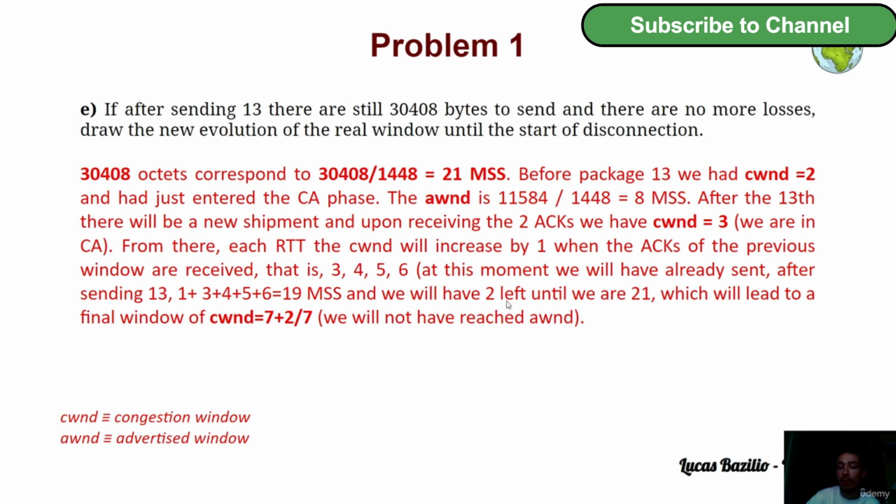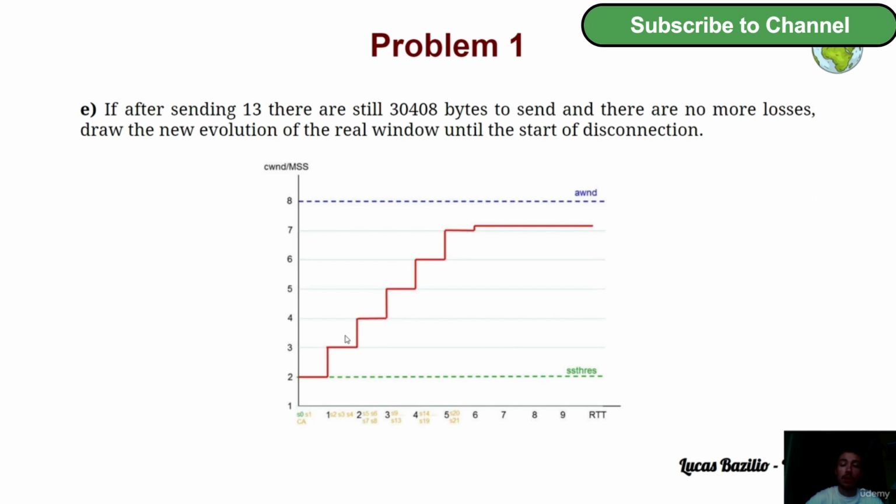And so we will have 2 left until we reach 21, which will lead to a final window, as we can see here, using the congestion avoidance phase, the actual window, which is 7, plus 2 divided by 7, which will give us in this graph this congestion window value, which is roughly 7.28.